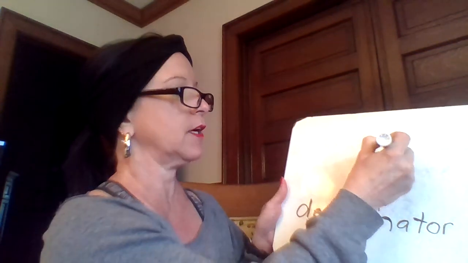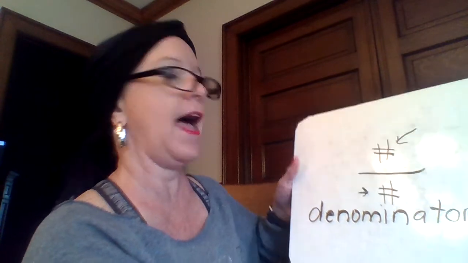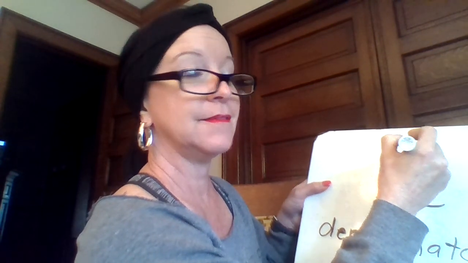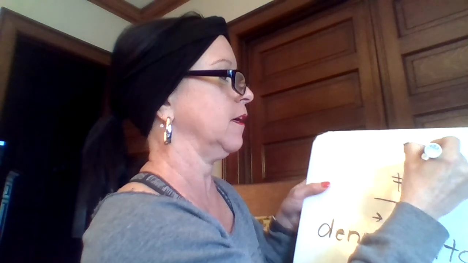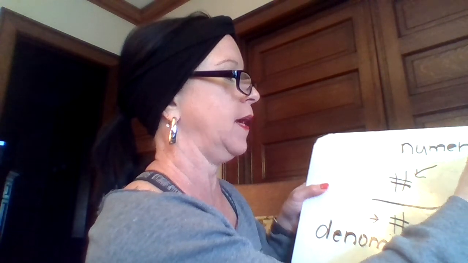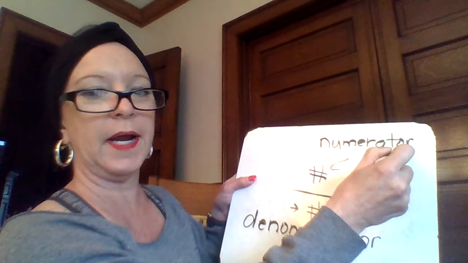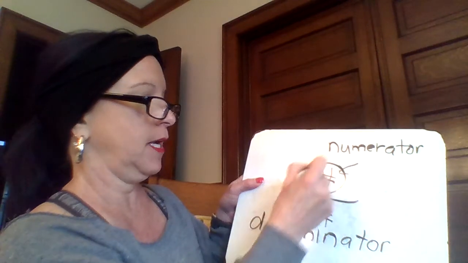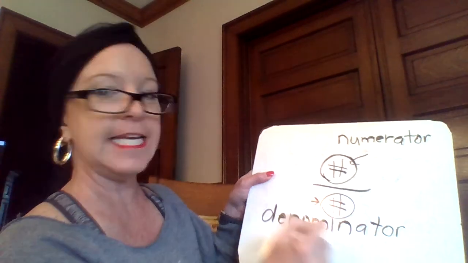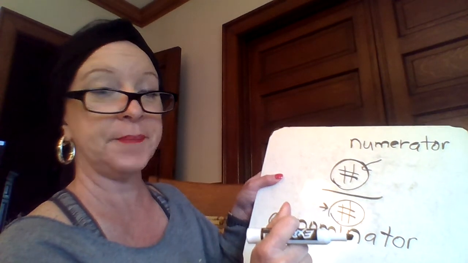And then we want to look at this number here, and that number has a name as well. That number is called the, anybody? Numerator. So the top number is called the numerator. Let's say that together. Ready? Numerator. That's this number here. And the bottom number is our denominator. Numerator and denominator. Okay?